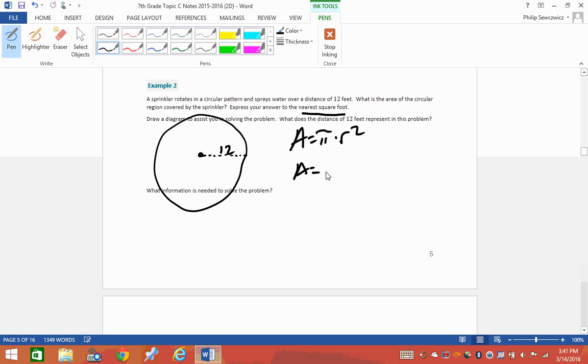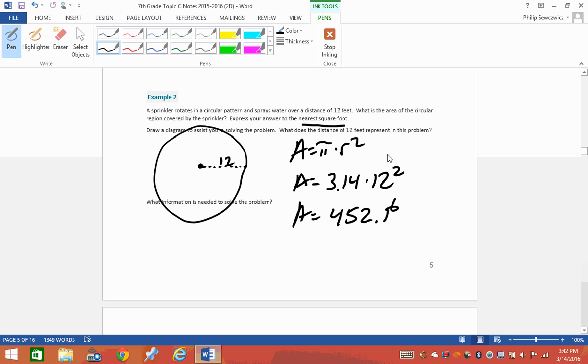The radius here is 12. Now, they're not telling me what to use for pi, so I'm going to use 3.14. Well, they want the nearest foot. That means I can use decimals here. So when we plug it in, 3.14 times, again, reaching for my calculator, 12 squared, we get 452.16. Ooh, my, that got a little shaky there.